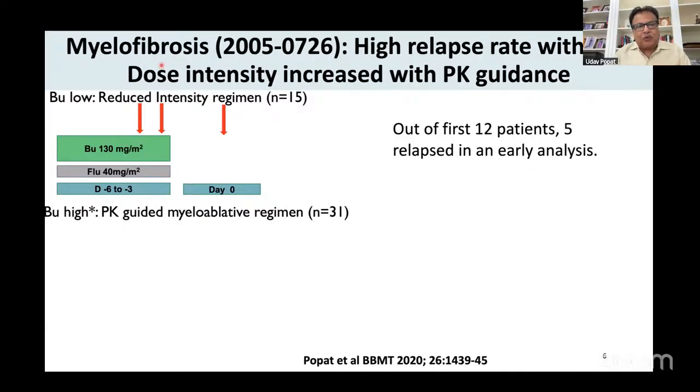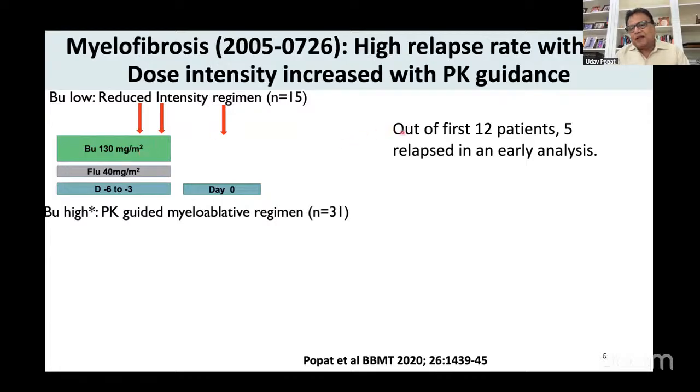What we did was start with the standard Buflu-2 reduced intensity regimen, where they got 2 days of busulfan and fludarabine. These were patients with myelofibrosis, with a median age in the 60s. When we started this study in 2005, the question was, can we get these patients to engraft? And we were very happy. We could get them to engraft. Our non-relapse mortality was very low, even in patients as old as 65, 70.